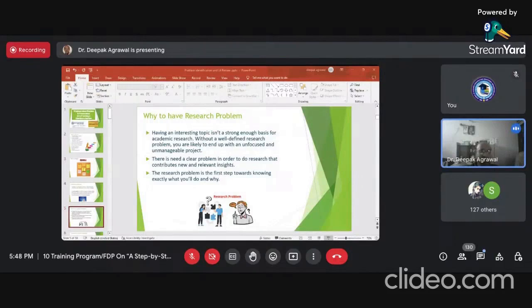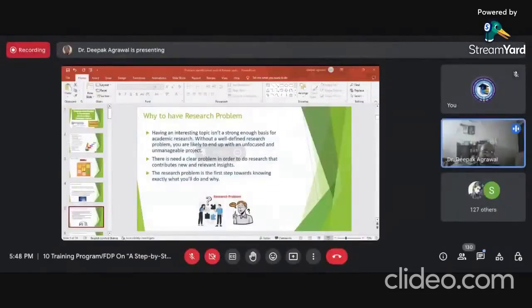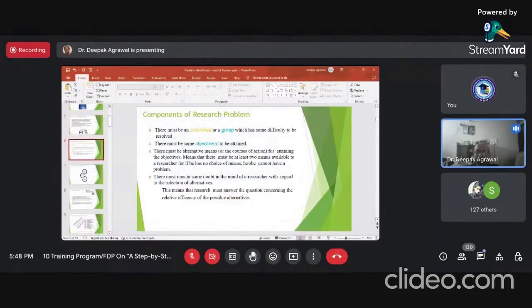We can also say that it is the first step towards knowing exactly what you will do and why. The research problem or research statement basically provides guidelines on how we should proceed in our own work. It is always said that a well-planned task is half done. Considering those factors, we must have a very clearly defined research problem.